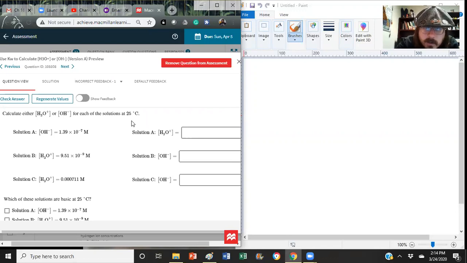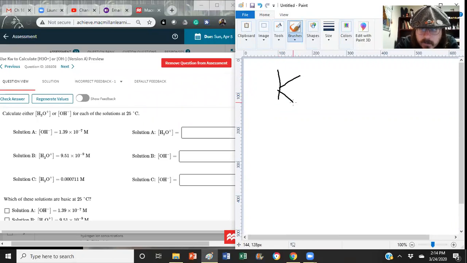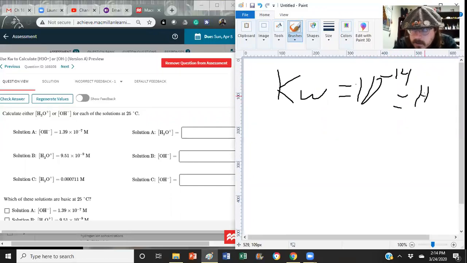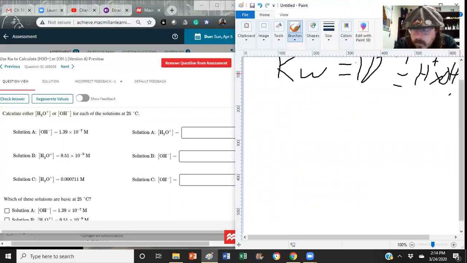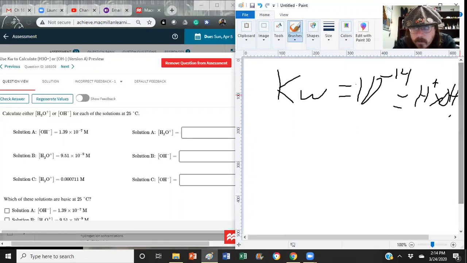This comes down to our KW expression. KW equals 10 to the negative 14th, which equals H plus times OH minus. So, with that in mind, if we know H plus, we can know OH minus. If we know OH minus, we can know H plus or H3O plus, because they're all related. As the concentration of base goes up, the concentration of acid goes down.